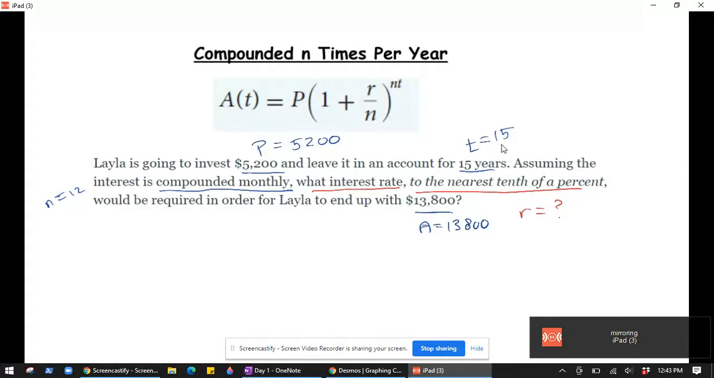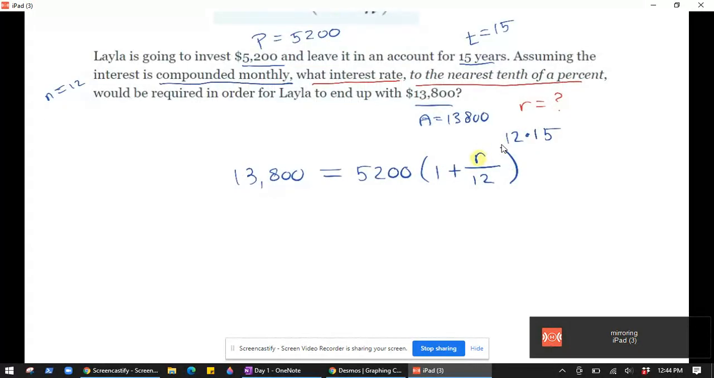So we plug these numbers into our equation above. 13,800 is equal to the principal times 1 plus the R value we don't know, so that stays a variable. My N is 12, to the 12 times T, which is 15. And our goal is to solve this for R. So the first thing we've got to do is undo all the things happening to R. The last thing that would happen to this expression is to multiply by 5,200. So we have to undo that first.